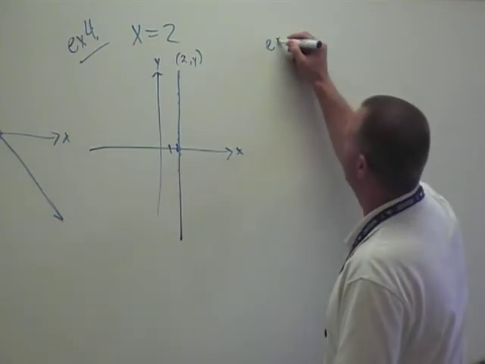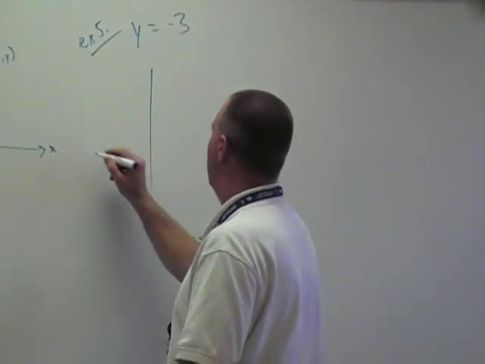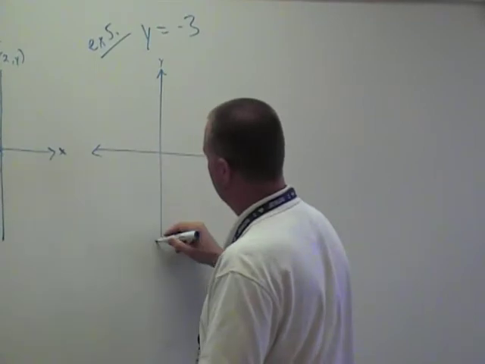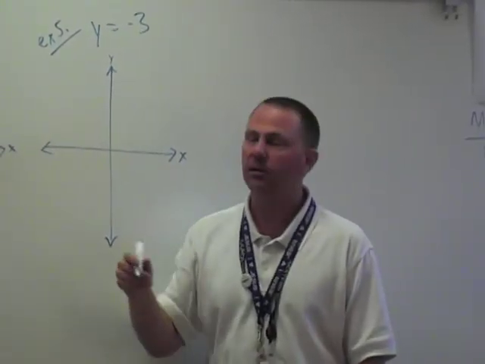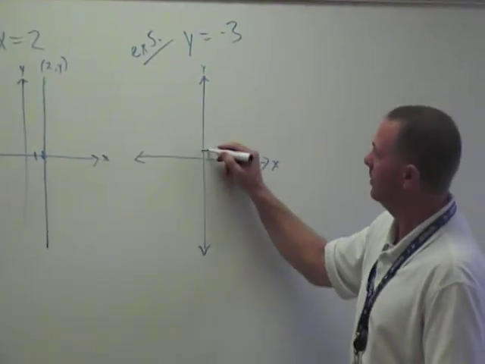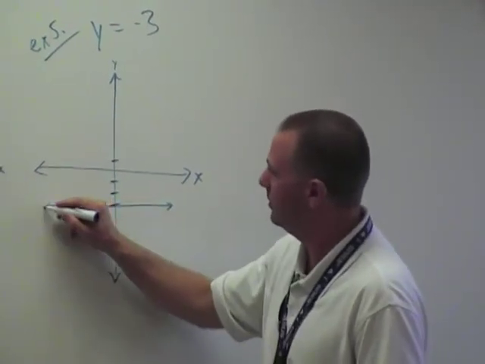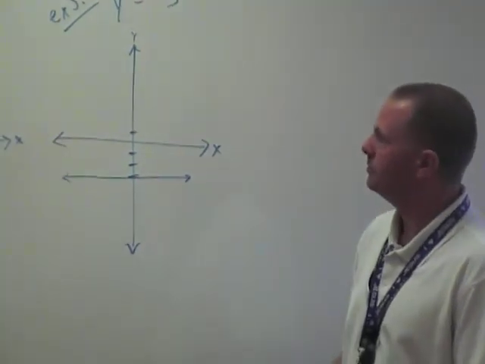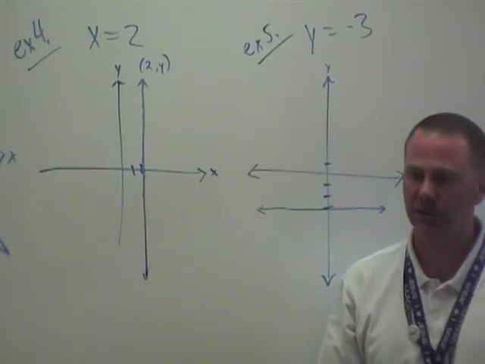So example 5 is y equals -3. What is that going to look like? Which axis is it going to cross? Y. The y-axis at -3. So that is the graph of that line. Memorize that stuff so it's easy when you see it on an exam, all right?